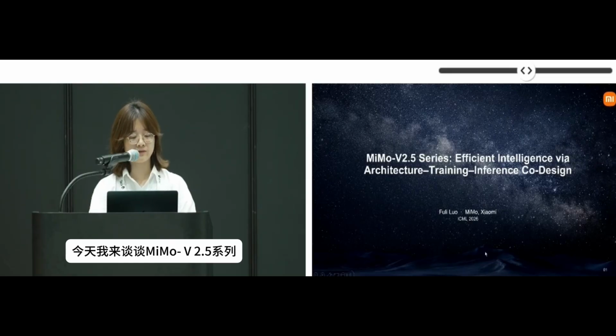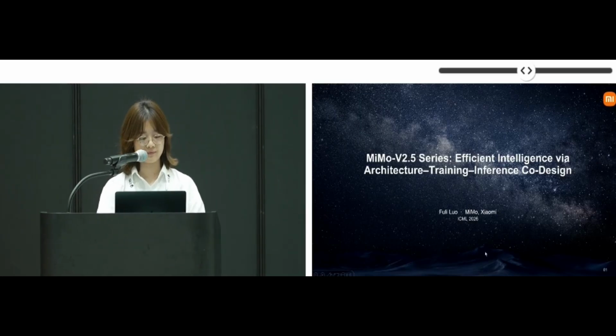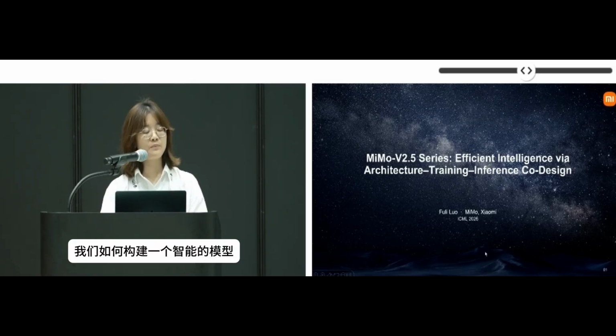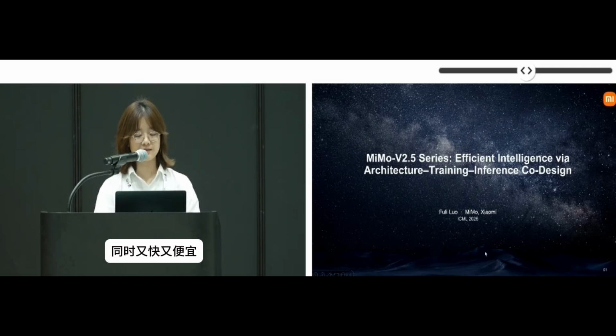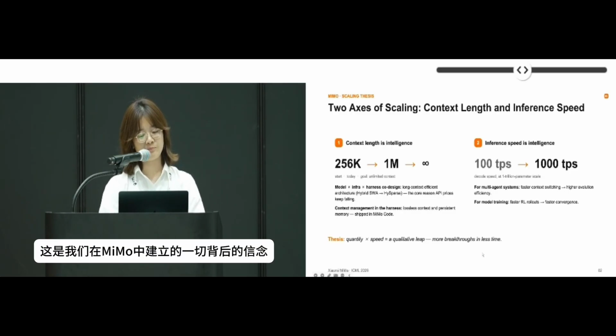Today I will talk about the MiMo-V2.5 series and how we co-design the architecture, the training, and the inference. The question behind this talk is simple. How do we build a model that is smart, fast, and cheap at the same time? So before the technical details, let me start with the one belief. It's the belief behind everything we build at MiMo.